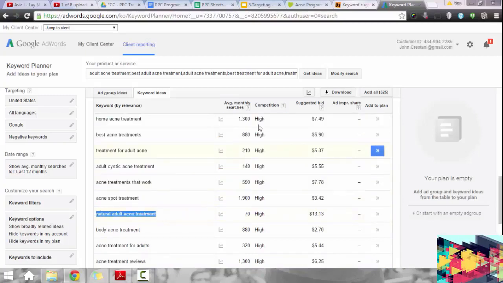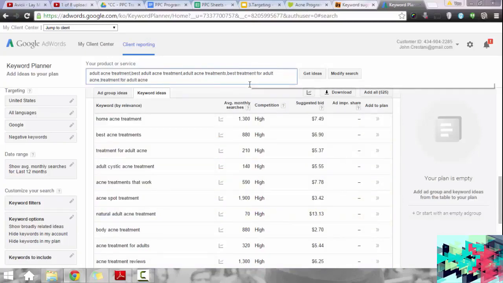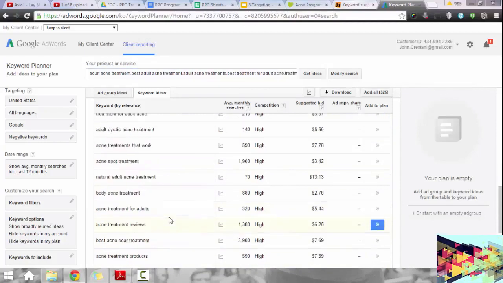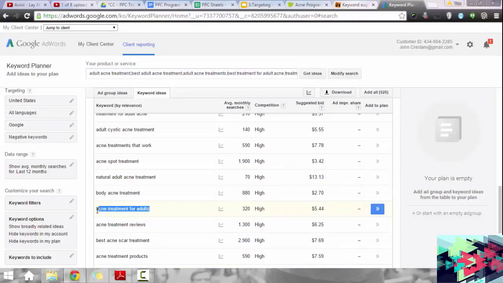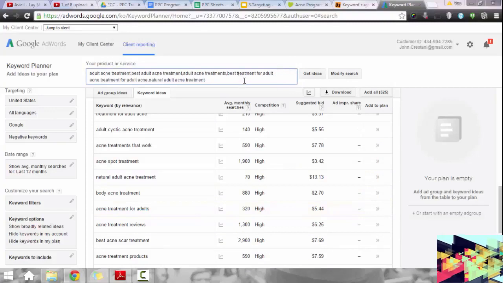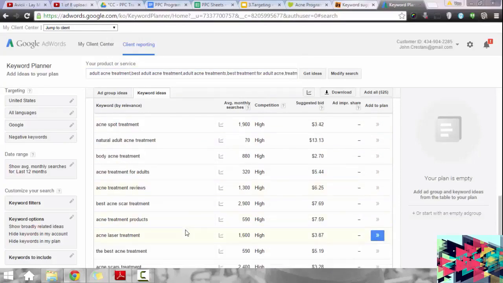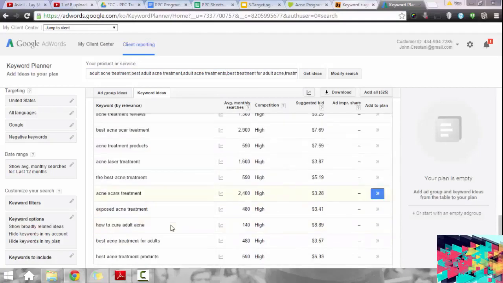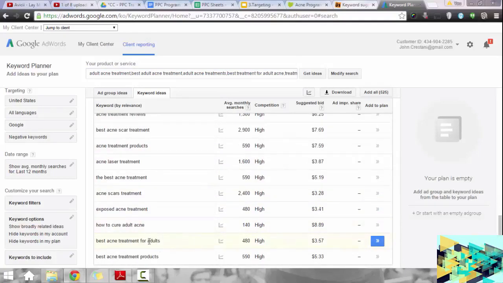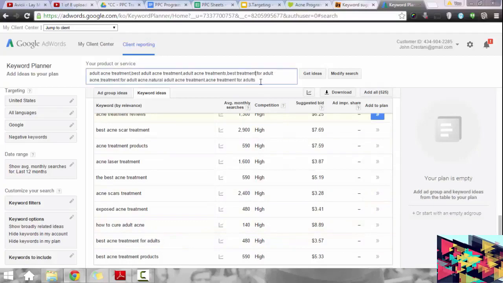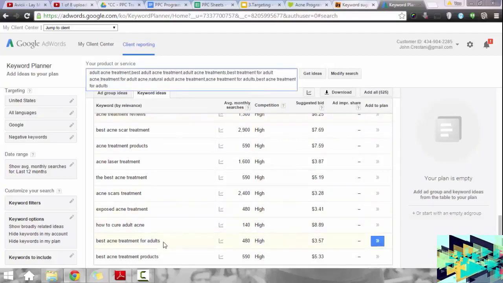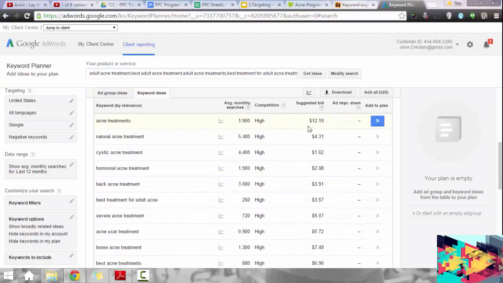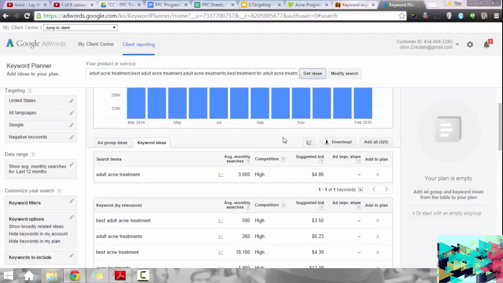Natural adult acne treatment. This could have been in the natural acne treatments group, but I'm saying it should be in the adult acne group because it's more specific than natural. The best acne treatment, it's not adult acne. Best acne treatment for adults. So we're building up a nice list of keywords here. What I'm going to do is I'm just going to get ideas again.